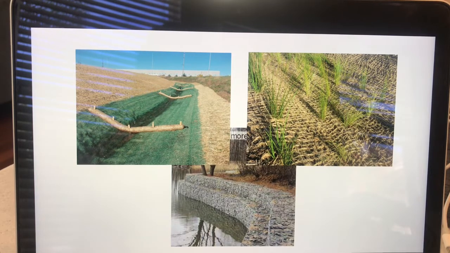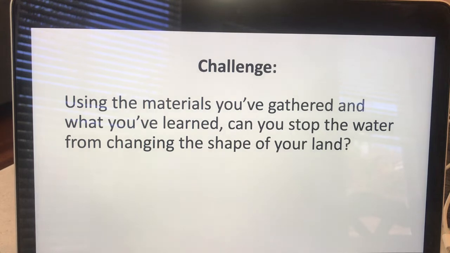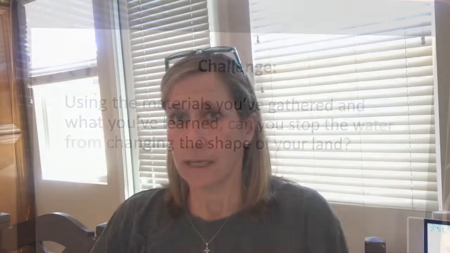So your job today is using the materials that we have and what you already know about erosion and about how the water can make the soil and the sand move away. Can you stop the water from changing the shape of your land? You can use scissors and cut the things you want to use. You can do whatever you want with your toothpicks. You can cut the paper towels. You can cut the tin foil, or whatever supplies you need. You can do what you need to do.